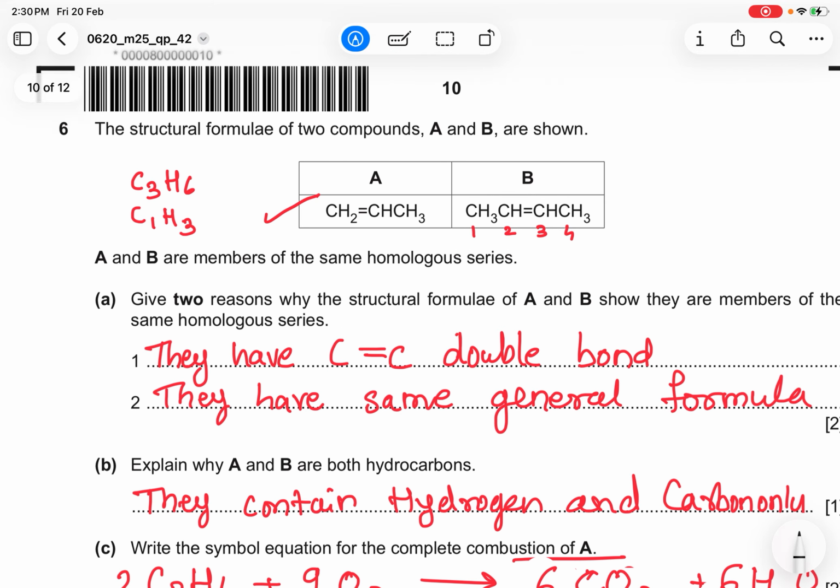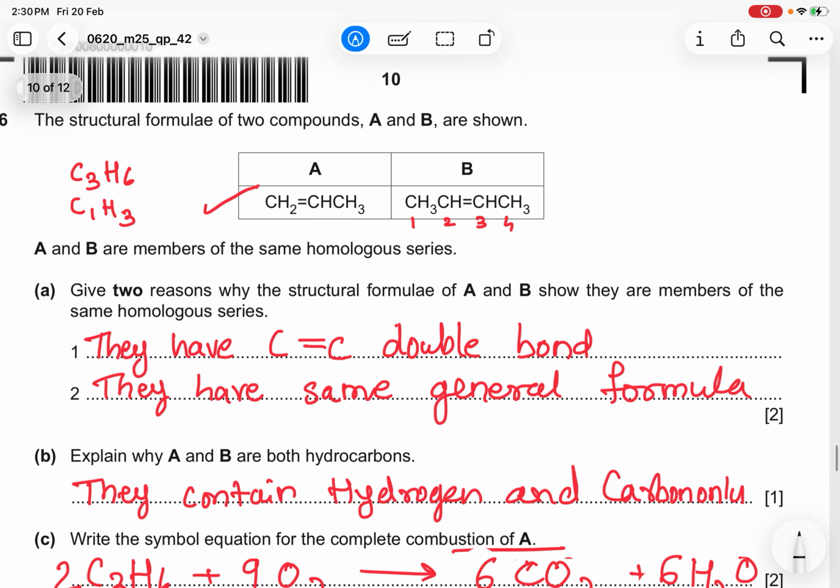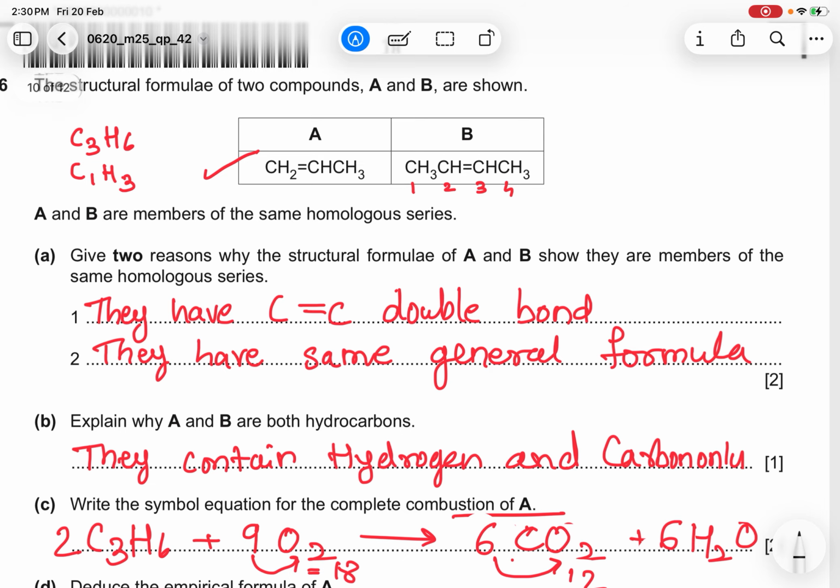Question 6. The structural formulae of two compounds A and B are shown. You can first see that the structures of A and B are alkenes. A and B are members of the same homologous series. Give two reasons why the structural formulae of A and B show they are members of the same homologous series. So as I told you, they both are alkenes, the common thing which they both have is a carbon-carbon double bond. And definitely if they belong to the same homologous series, they will have the same general formula.